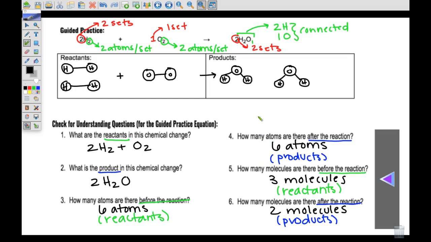The next activity we'll complete is something called the atom for atom exploration, and we will do that next class.